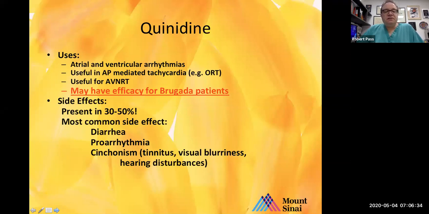Now, side effects are the reason we don't use this agent except rarely, because almost 50% of patients can develop them. The most common are GI, specifically diarrhea.